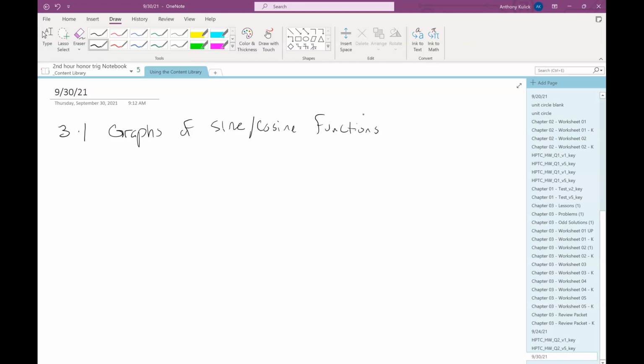So let's try to reel it in and focus here on what we're working on today. So here we're going to be talking about graphing sine and cosine functions. If we remember back to chapter 1, we talked about this concept of a parent function and a transformation.